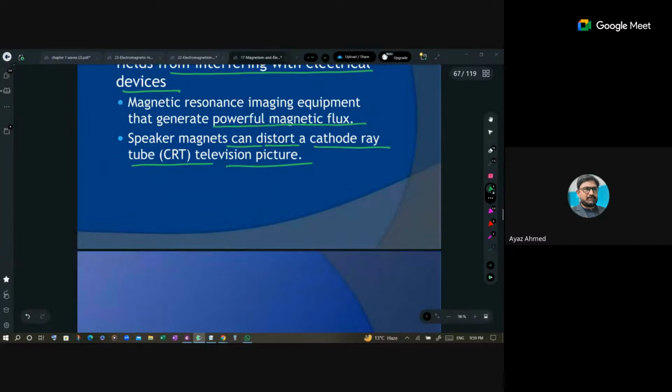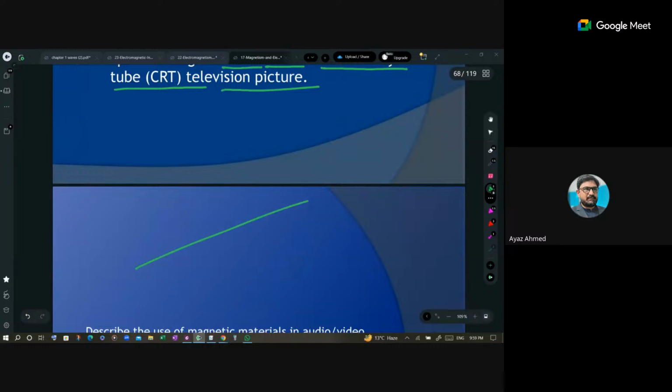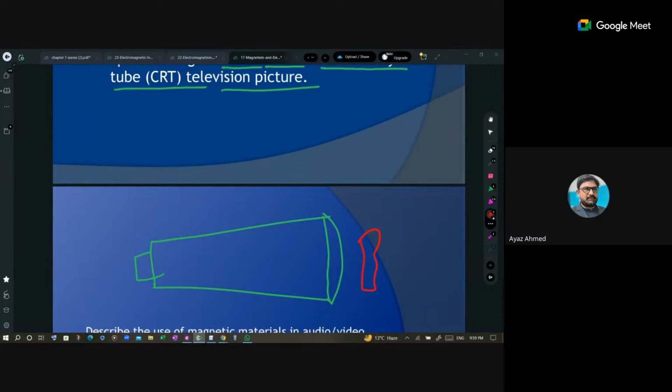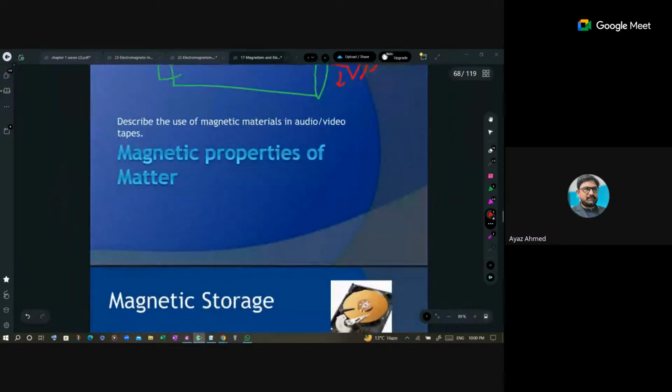I can tell you a very interesting fact. If you have a CRT monitor, an old monitor at your home, right now we have basically sold them as scrap. But if we have these bigger monitors, and if you have a magnetic speaker, I mean a simple speaker, and you keep it close to that and just move it back and forth, it would destroy the picture. I mean, distort the picture, right?